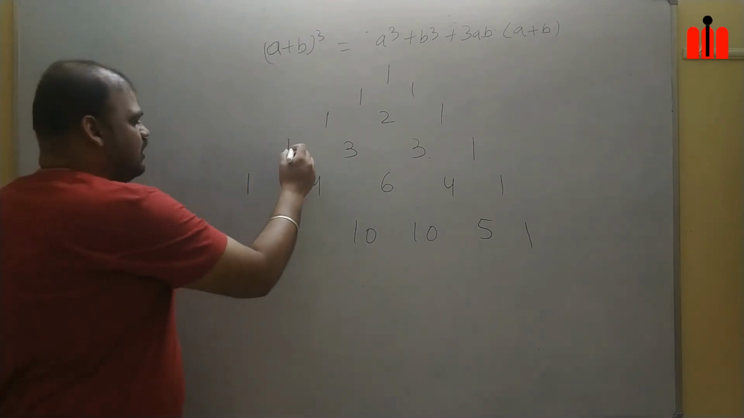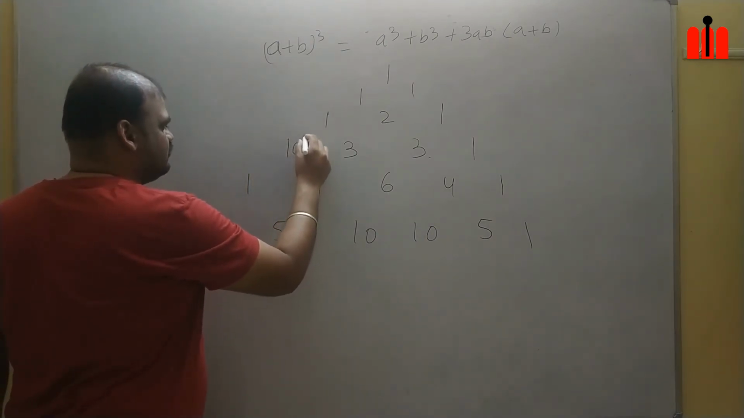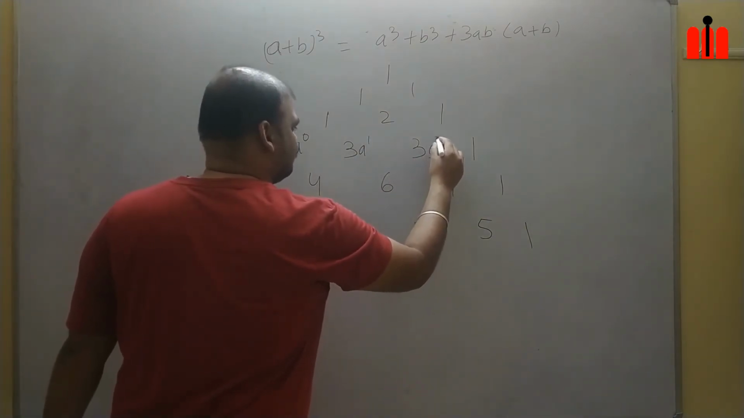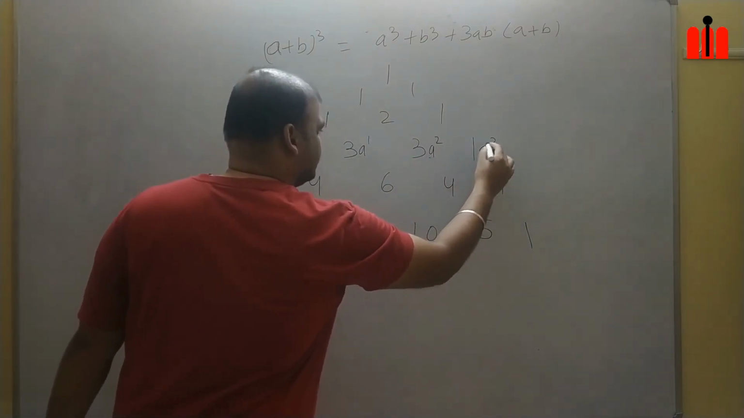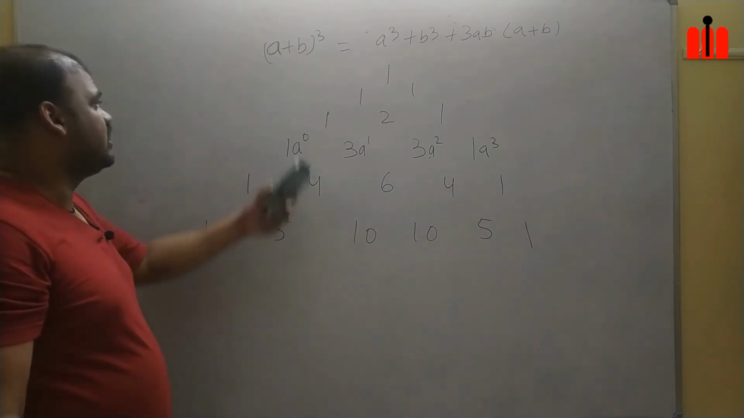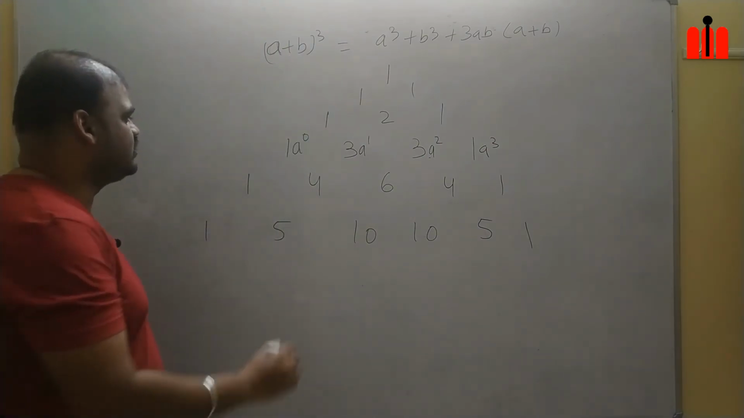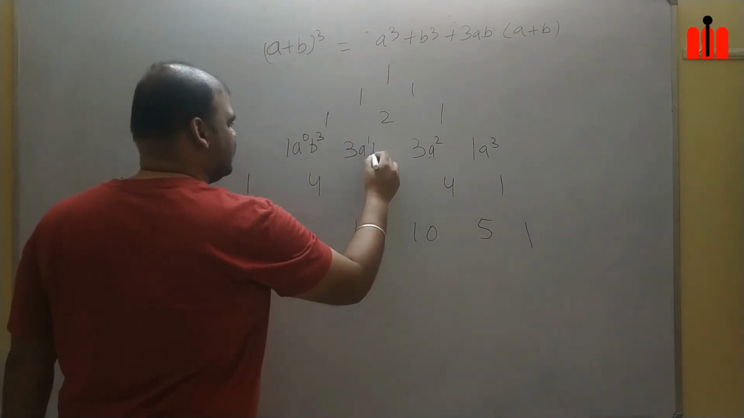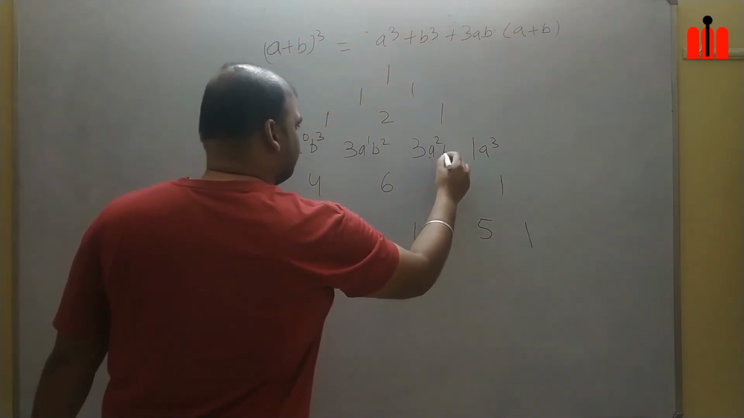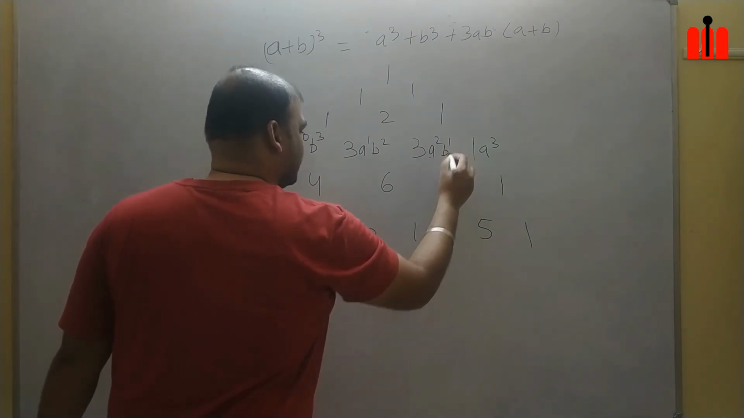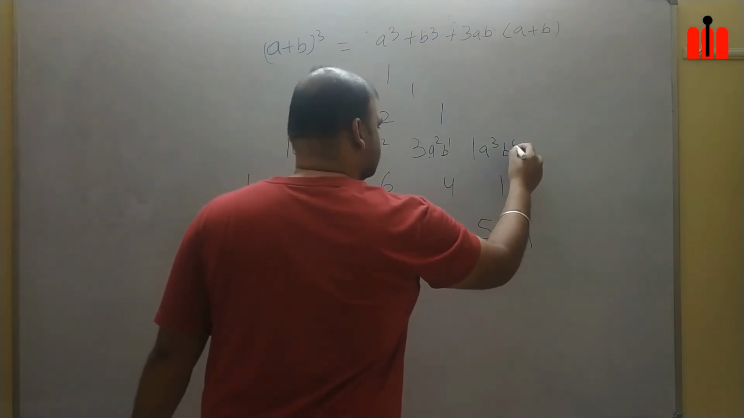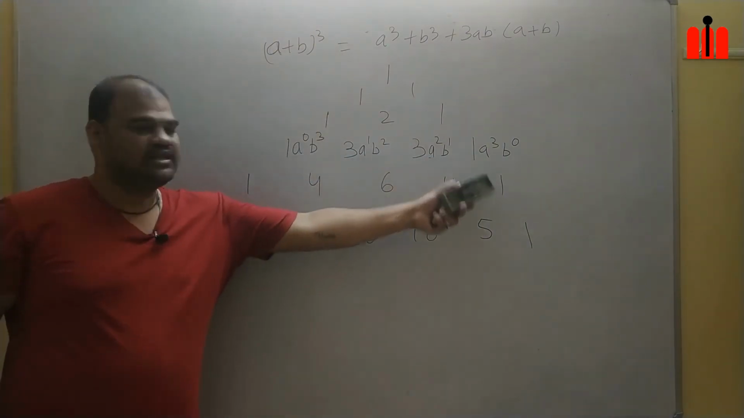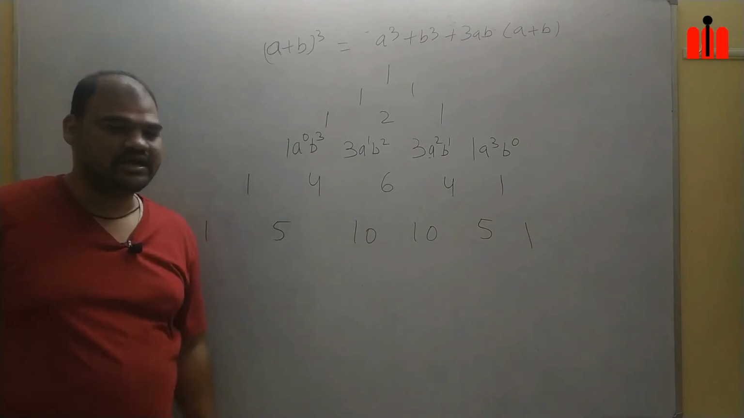First you have to multiply with a to the power of 0, a to the power of 1, a to the power of 2, a to the power of 3. Now another thing is b. The maximum is 3: b to the power of 3, b to the power of 2, b to the power of 1 and b to the power of 0. A is increasing, b is decreasing.